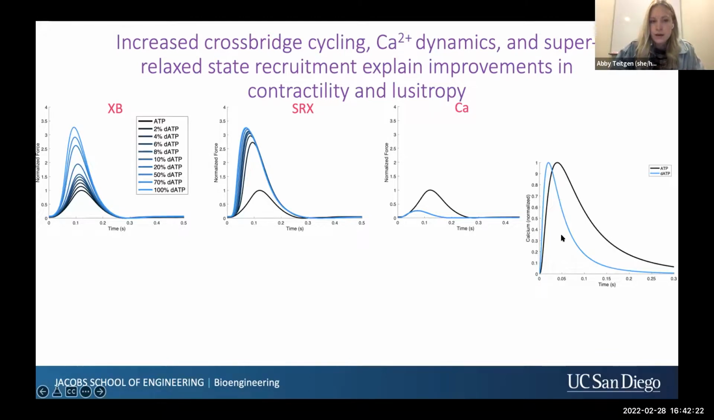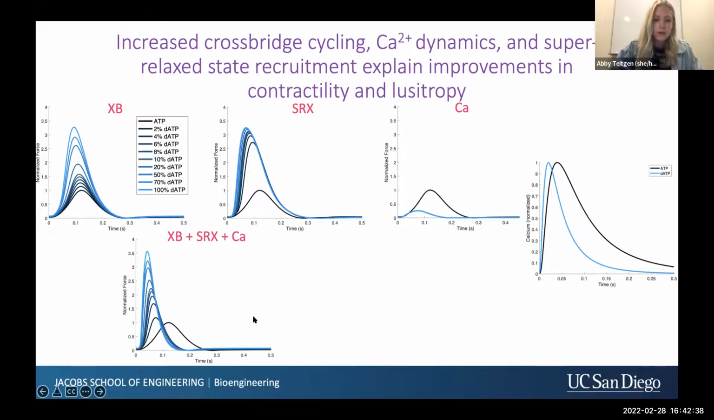So here you can see the effects of dATP on the calcium transient. So we get a faster relaxation of the calcium transient. And then when we incorporate that into the model, we get faster relaxation of the twitch, but also lower peak force. And so finally, if we combine all of these effects together, we get a significant increase in force for 2% dATP. And we also see faster relaxation. So essentially, we need to account for all three of these factors together to fully explain what we've seen experimentally with dATP.